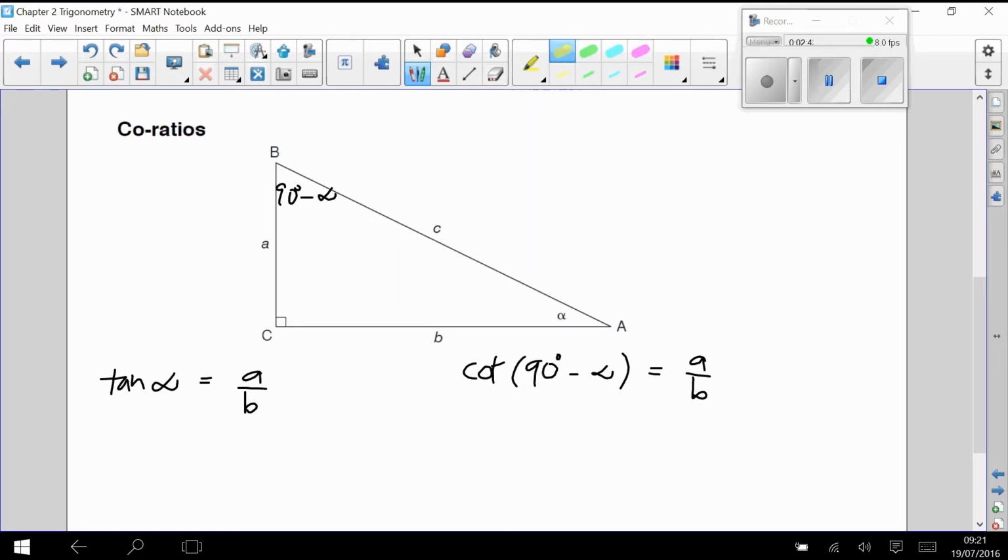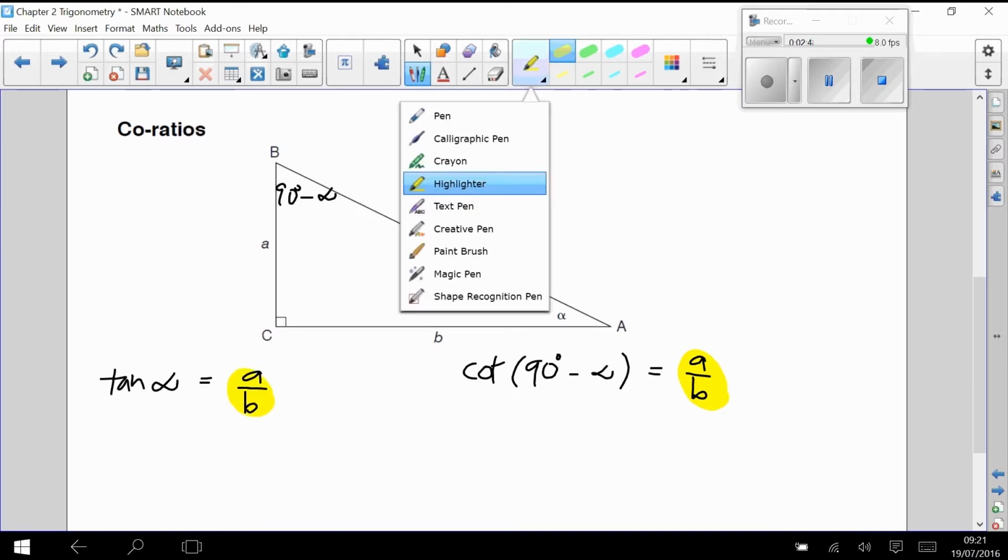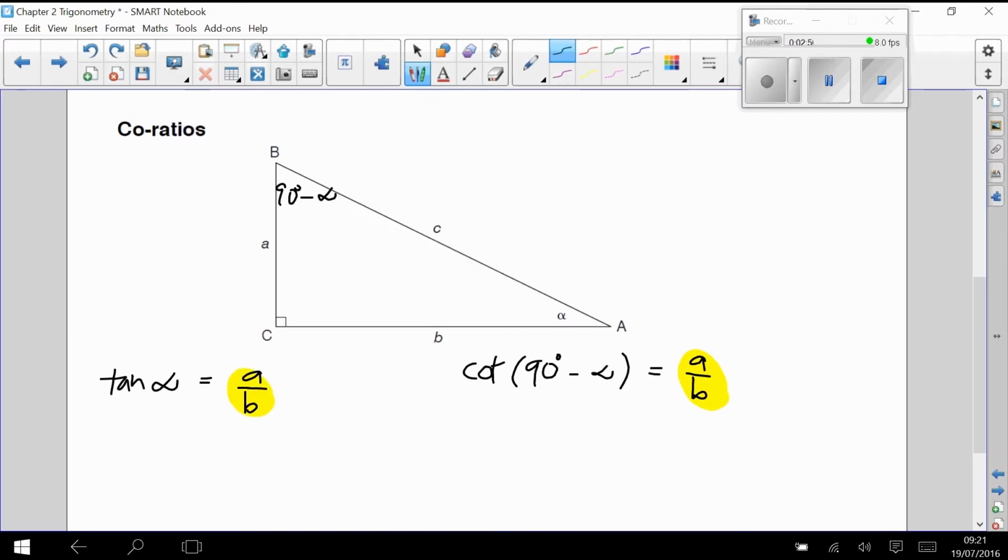Once again, you should have noticed that these two ratios are identical. So in other words, I can say that tan of alpha is the same as cot of 90 degrees minus alpha. Cot stands for cotan. So in other words, the cofunctions with complementary angles have the same ratio.